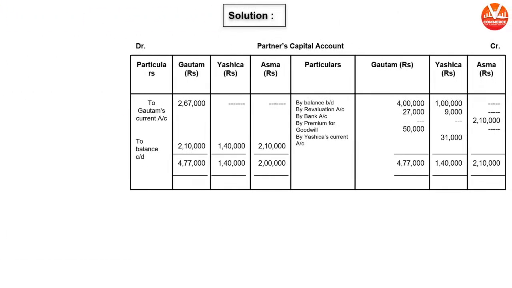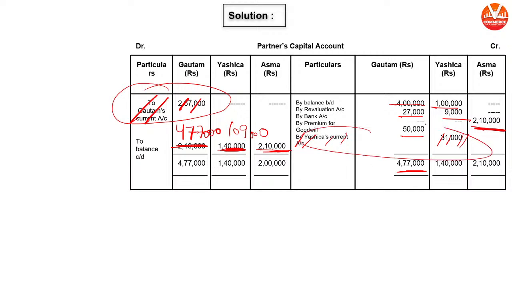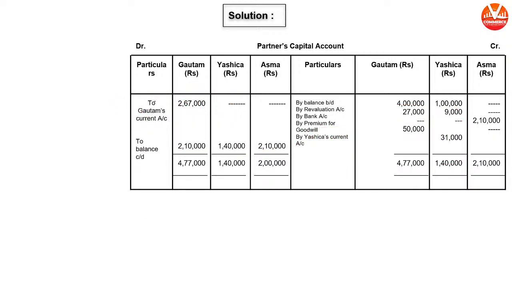So now we have prepared the partners' capital account, and these are your closing balances. You will ignore this current account because this is adjustment of capital, which is not in your syllabus. So this is not in your syllabus. The closing balances will be 4,77,000 and 1,09,000.